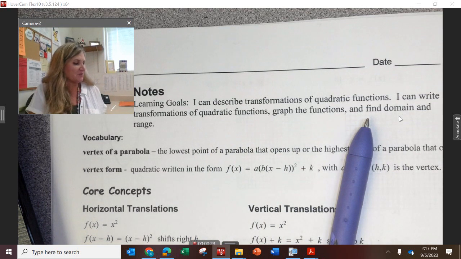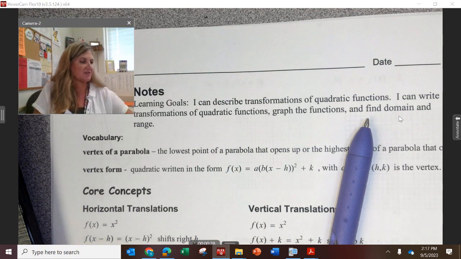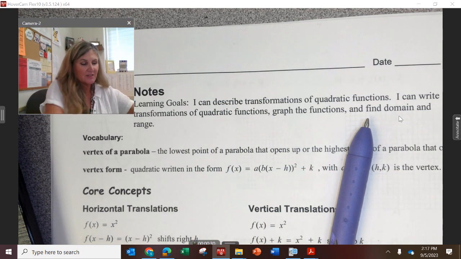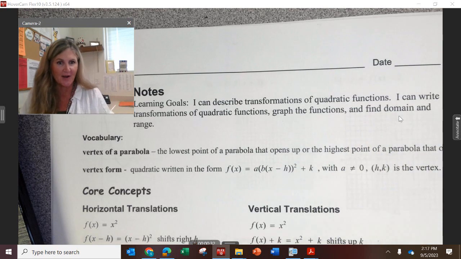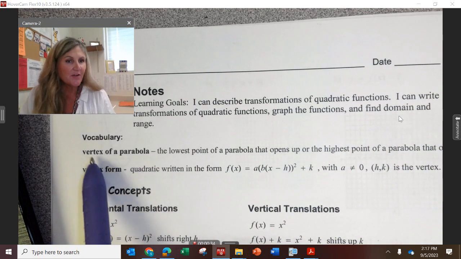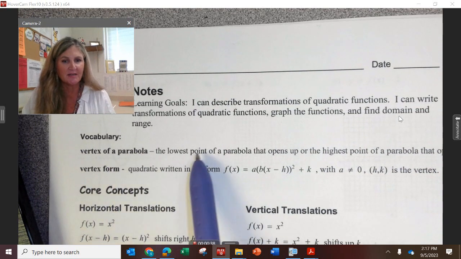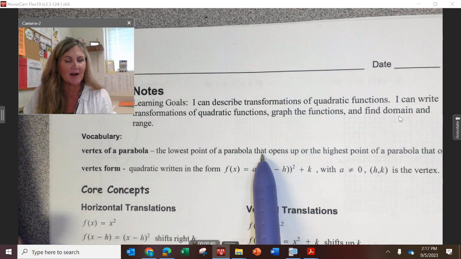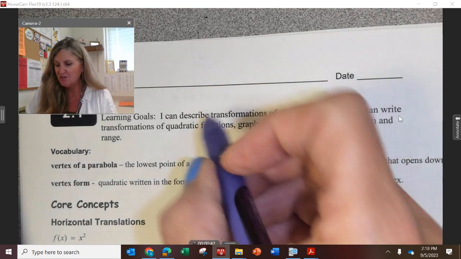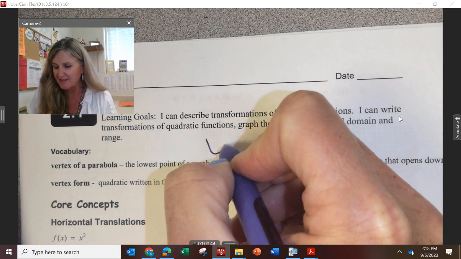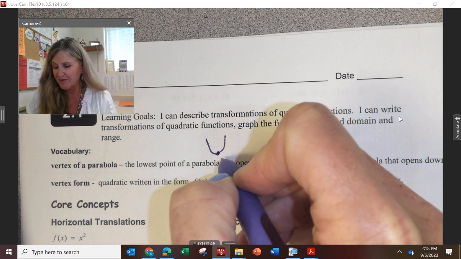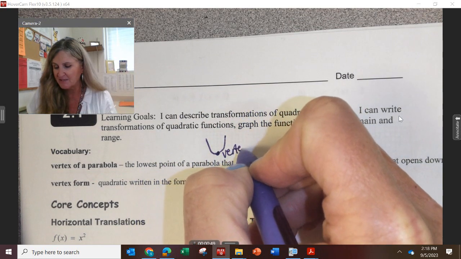And what kind of shape do we get with a quadratic function? A U shape, which is a parabola, yeah. So that's what we're going to be looking at, is how to graph those. First of all, we need to understand the vertex. And the vertex of a parabola is going to be the lowest point of a parabola that opens up. So if our parabola opens up like this, then this lowest point right here, that's going to be our vertex.